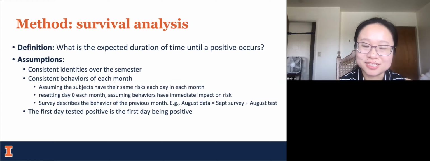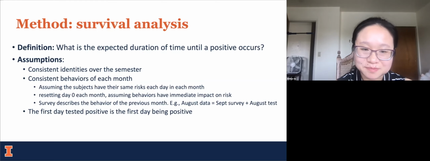And we are assuming that the behaviors have immediate impact on the risk. So that means on the first day of each month, their behavior changes and their risk immediately changes. So if that person got tested positive on that day, we will assume it's the behavior in that month, not the behavior in the previous months.